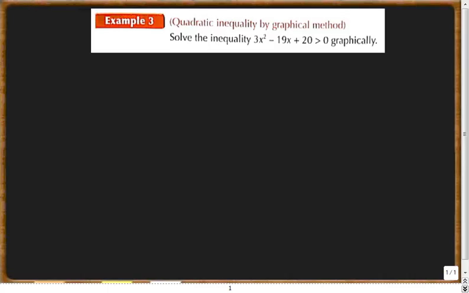Okay. Example 3 asks us to solve the inequality 3x squared minus 19x plus 20 graphically. So we want to graph this function out and then use it to answer the remaining parts of our questions. So we've got 3x squared minus 19x plus 20.